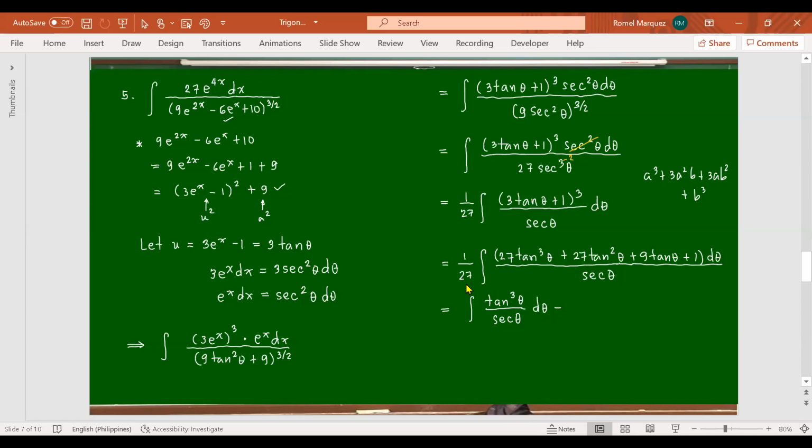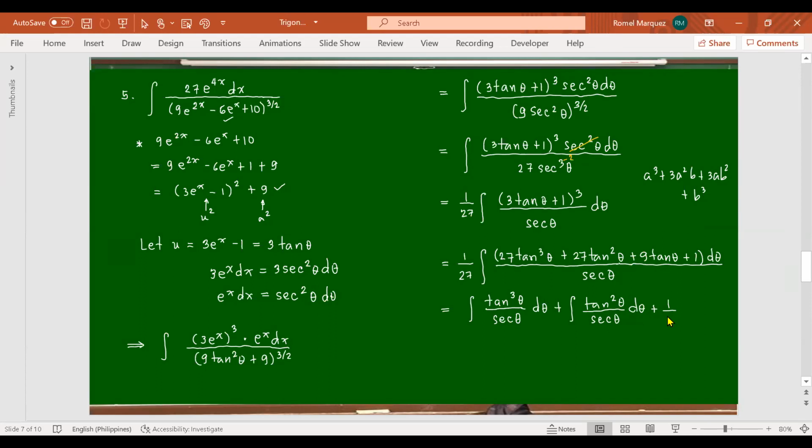Then the second one, 27 over 27. So 1 tangent squared theta over secant theta. Guys, so again, that is tangent squared theta over secant theta, d theta. I'm worrying about you guys actually. I do not know if you will be able to do this thing, no? But that's life. This is what engineering students have to do. So even in face-to-face, you cannot escape from this, no?